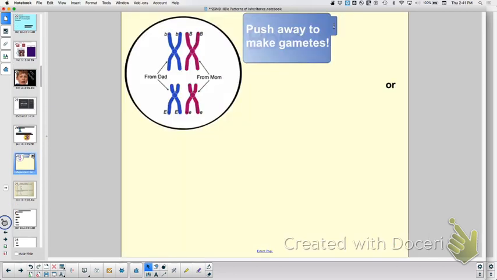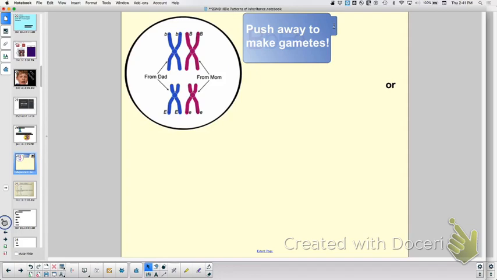Now, the law of independent assortment is specific to meiosis 1, and particularly what stage? Metaphase. Yes, metaphase 1, when the homologous pairs line up in the middle. How many homologous pairs do we have in our cells when we're getting ready to make sperm or egg? 23 homologous pairs. All 23 homologous pairs line up independently of the others. It's not like all the ones you got from your dad are on the left and all the ones you got from your mom are on the right. No, they all line up independently.